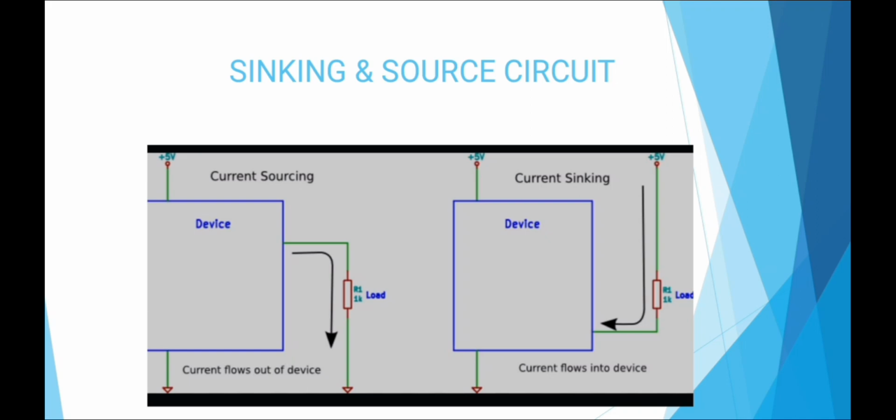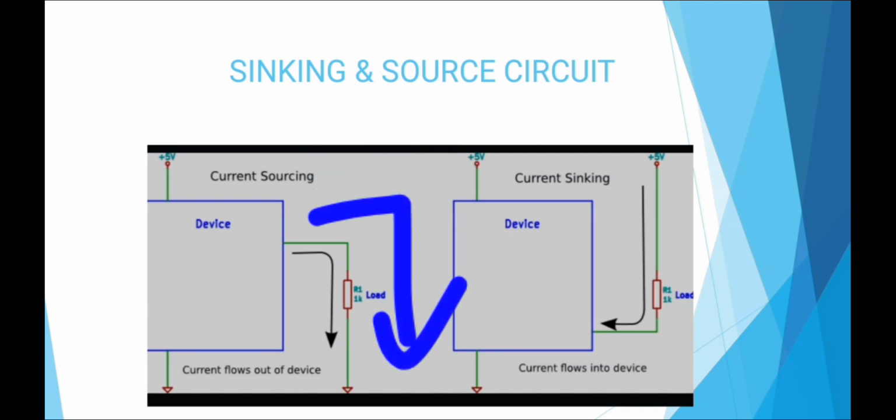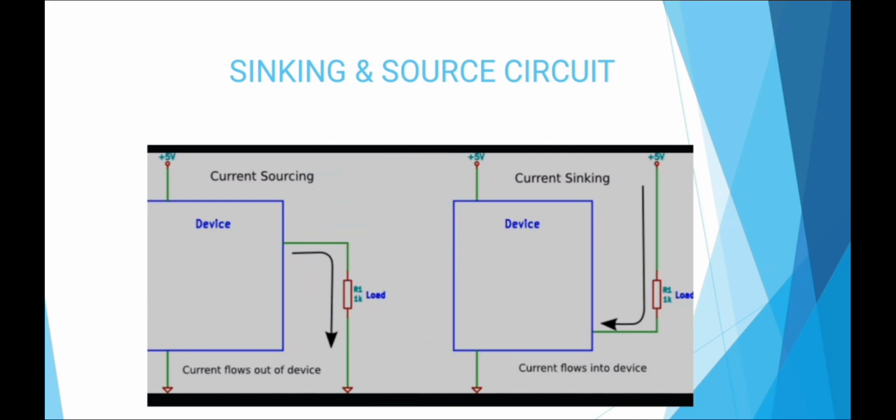Okay, the next one is the sinking and sourcing circuit. This diagram explains the sinking and sourcing of current. This concept is related to a switching device, which can be a transistor or a MOSFET. Here we have two configurations. On the left hand side I have a sourcing configuration, and on the right hand side I have a sinking configuration. In current sourcing, the current flows out of the device. In current sinking, the current flows into the device.